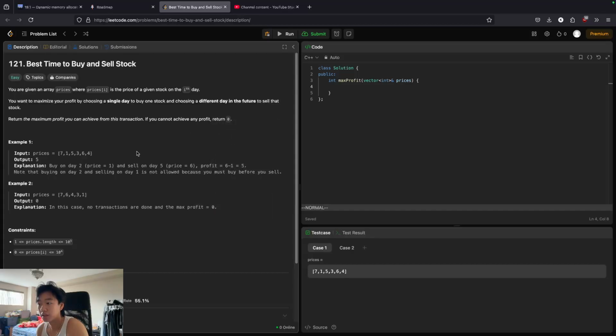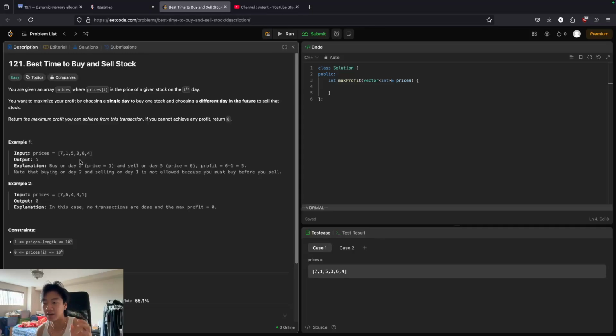In our example, we have prices of 7, 1, 5, 3, 6, and 4, and our maximum profit is 5 because we can buy at 1 and we can sell at 6.